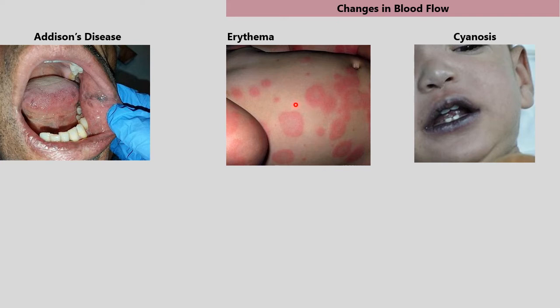Kung ang erythema is an increase in blood flow, your cyanosis naman signifies a decrease in blood flow, no? Usually, these people, you can see in people with shock, no? That means a decrease in the blood volume. Pwede ring decrease in the blood oxygen content, no? So, your cyanosis is the bluish discoloration of your skin color.